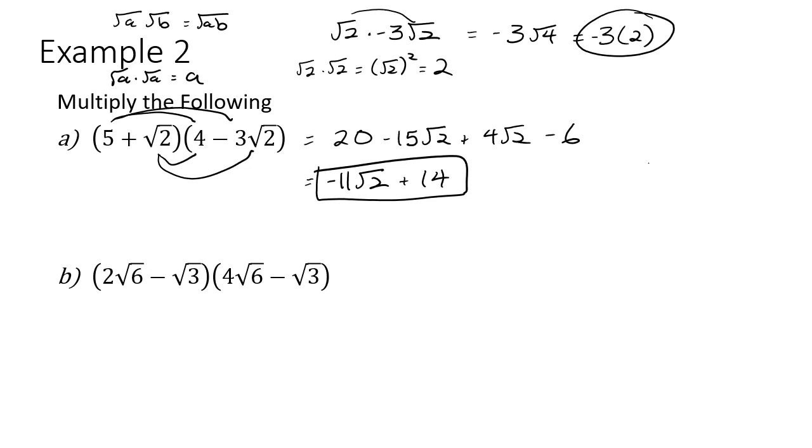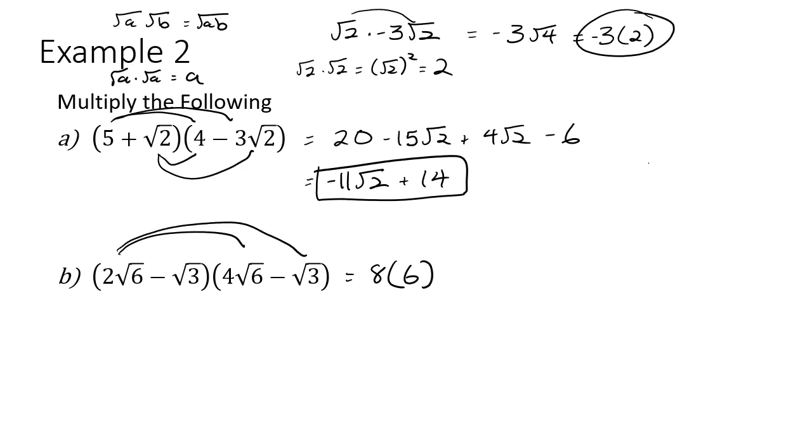Similar for part B, the only difference is we have just more square roots to work with. So in this case, FOIL again. So we're going to have 2 square roots of 6 times 4 square roots of 6. So if we multiply the constants together, 2 times 4 would give us 8. And then again, this happens a lot. Square root of 6 times square root of 6 is just 6. And so now we can also multiply those together, which I will do in the next step.